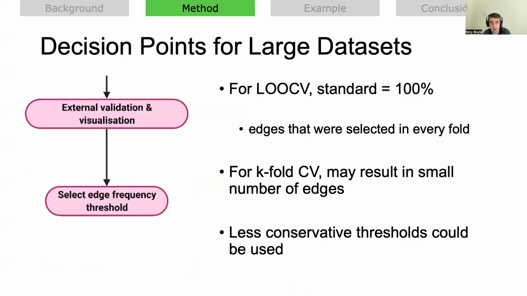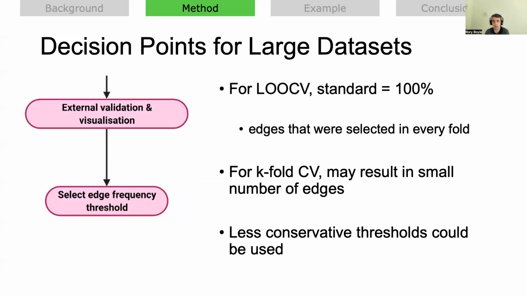So for visualizing and externally validating your model, you also need to choose the edge frequency threshold. This refers to the number of folds in which that edge was significantly correlated with the target variable. For leave-one-out cross-validation, it's typical to use 100%, so you only visualize or externally validate with edges that were selected in every fold of the model.